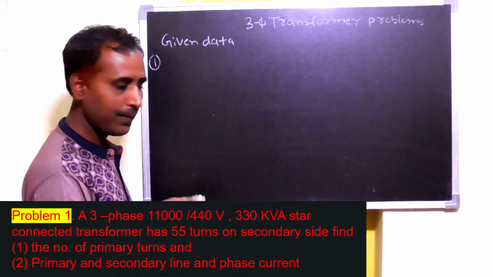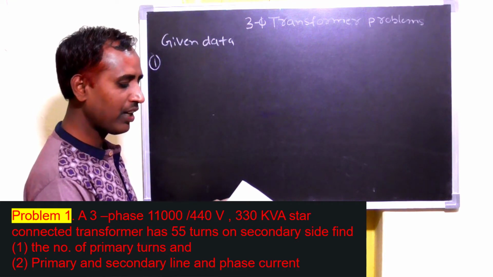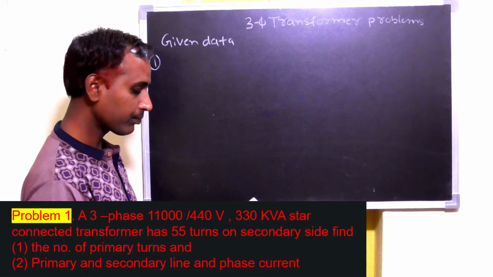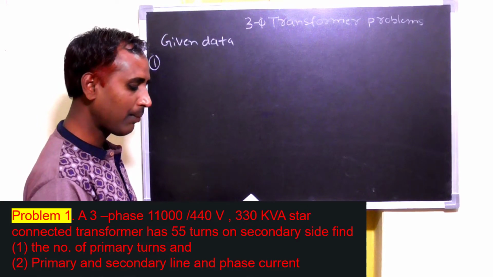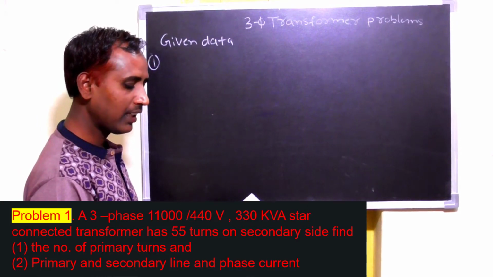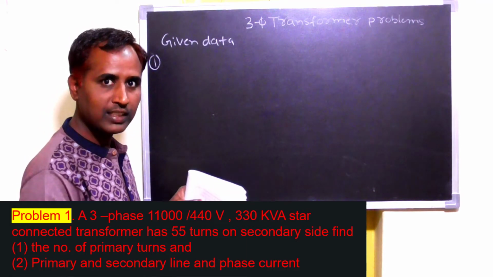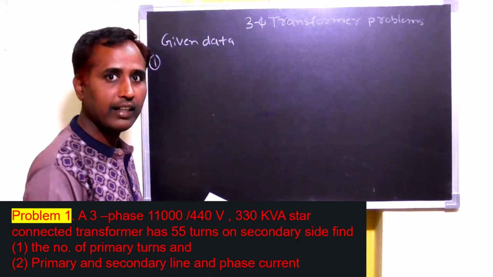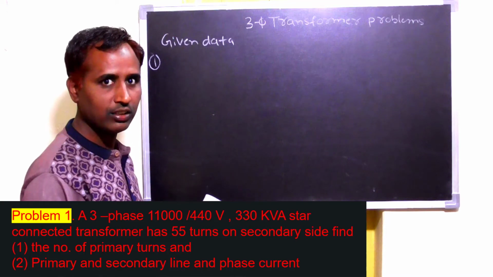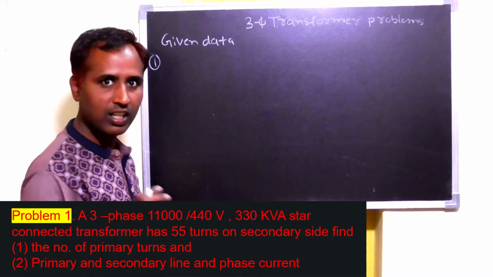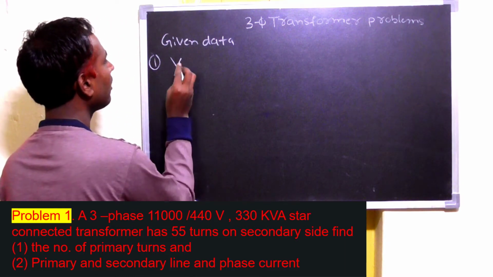Next, a 330 kVA star connected transformer has 55 turns on the secondary side. Find the number of primary turns and the primary and secondary line and phase currents. Here it is not mentioned whether the primary side is connected star or delta, or the secondary side is star or delta. That's why I am taking it as a star connection.